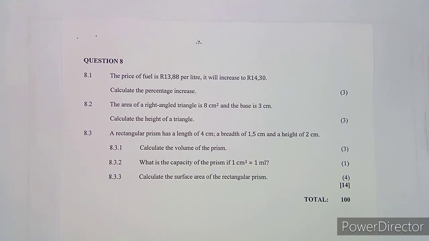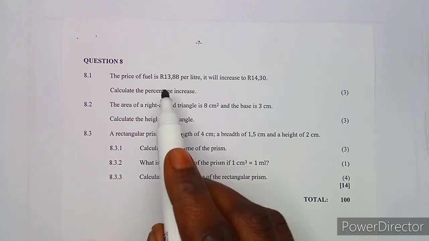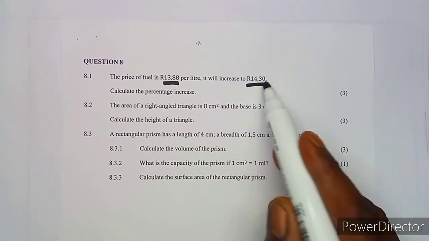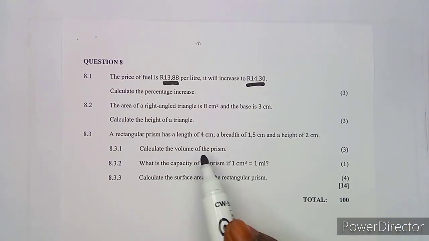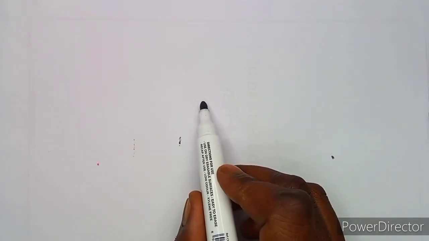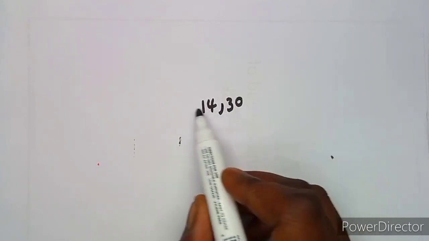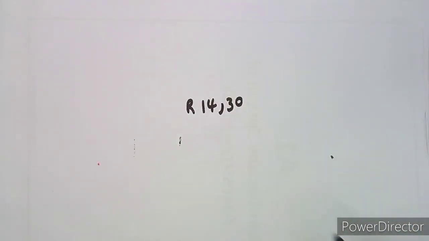All right, so let's just see. Let's just work out the question, guys. What do we have here? So initially we have got 13.88 rand per liter, and it will increase to 14.30, that is the increase. So which means the percentage increase is just like this, guys. Originally we had 13.88, then it increased to 14.30. So you can just subtract the two.